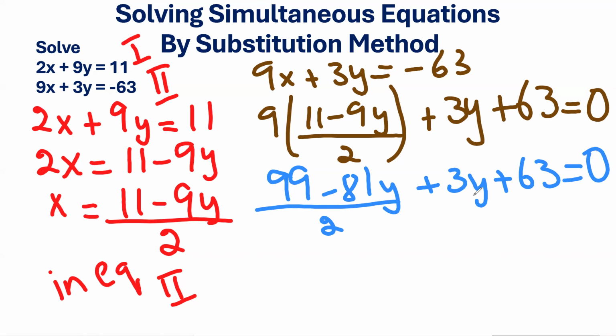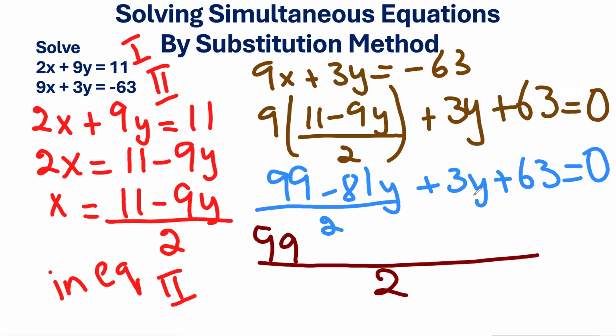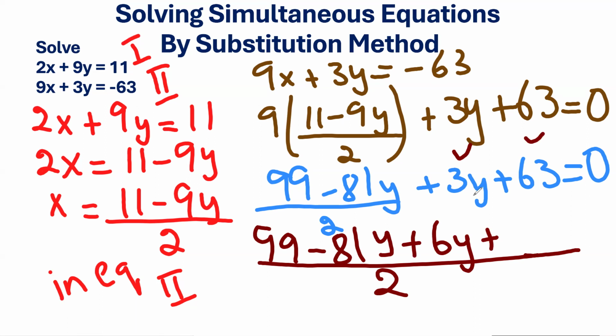Now you can take LCM. LCM is 2 of these 4 terms. 2 is the LCM. So which values are coming in the numerator? 99 minus 81y. Now 3 should be multiplied by 2. 3 twos are 6. And this 63 should also be multiplied by 2. 2 threes are 6 and 2 sixes are 12, is equal to 0. Right?